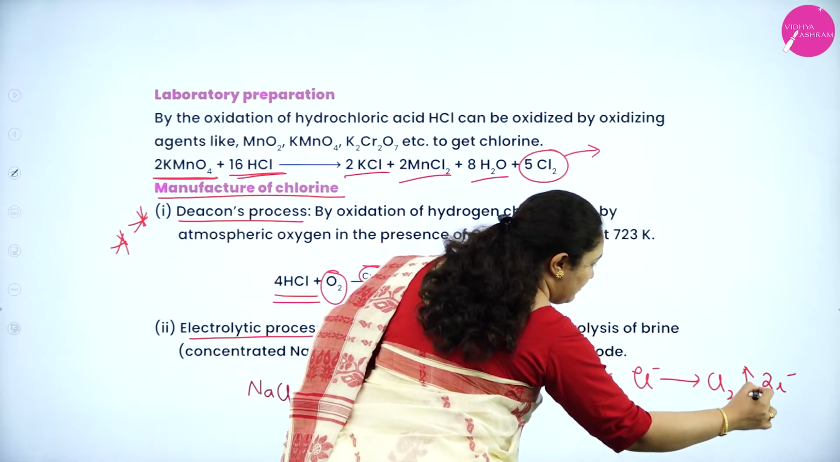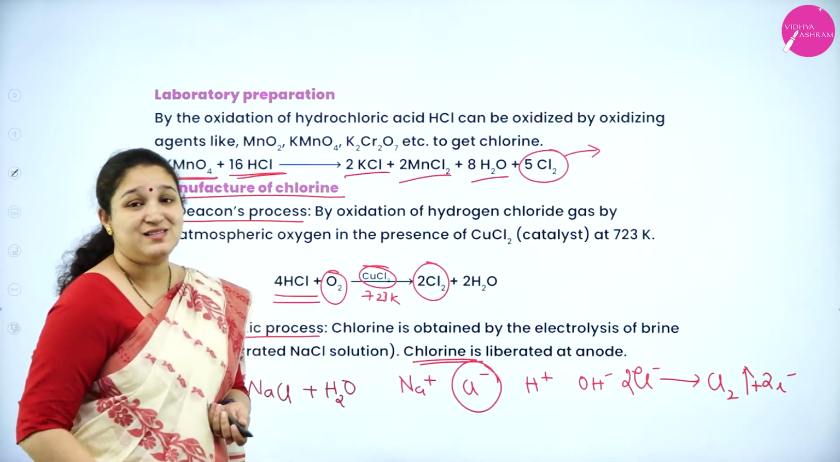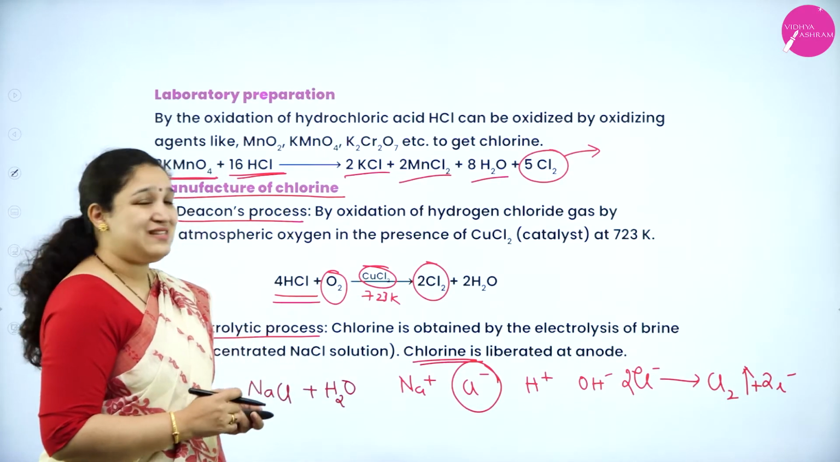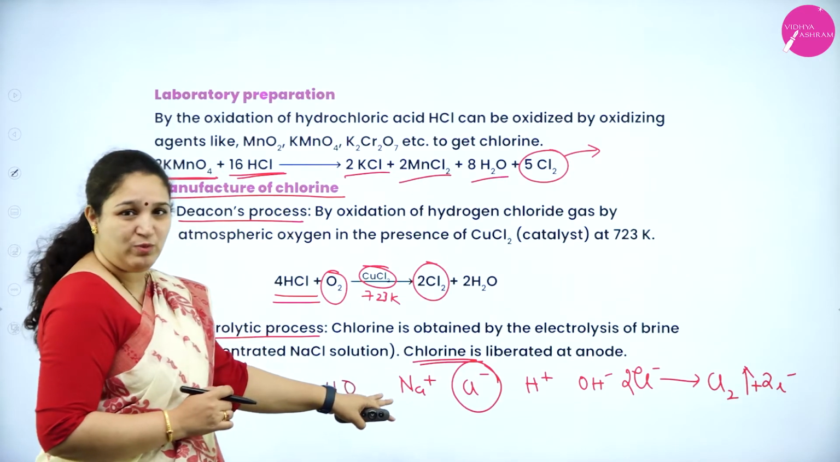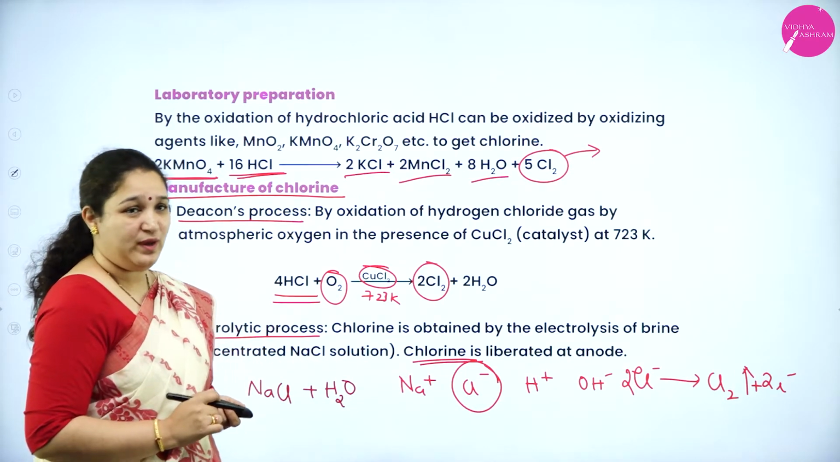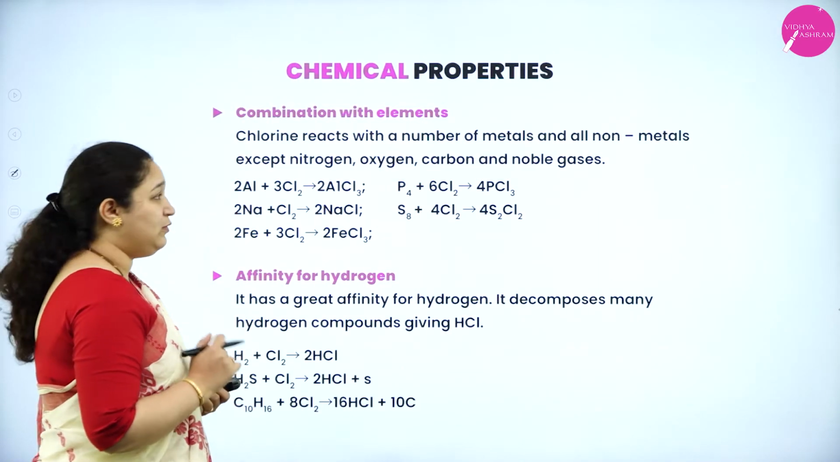2 electrons will be liberated from 2 chloride ions to form chlorine gas. Okay, so this is the other method. You will study this method in more detail in electrochemistry. Next is the chemical properties of chlorine.